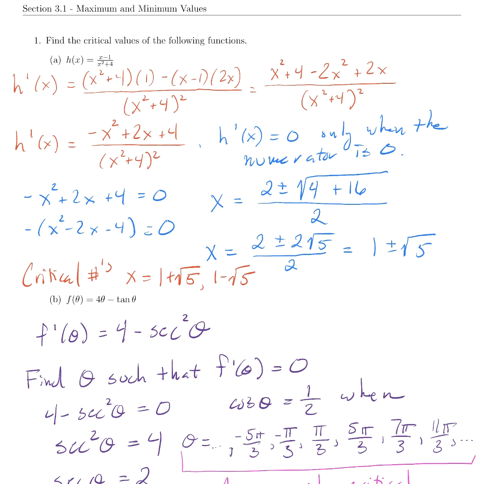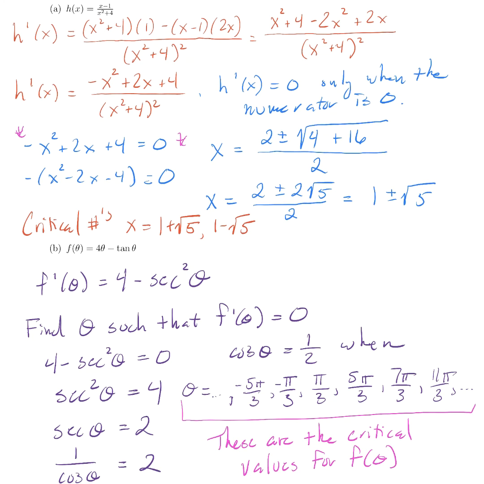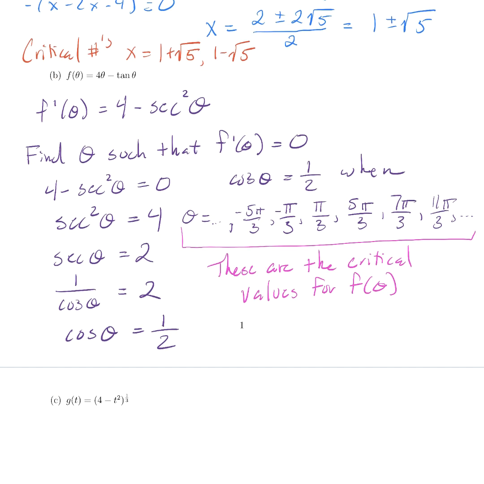So we have to solve this here to find our critical values. We can factor out a negative. That's the opposite of x squared minus 2x minus 4, which unfortunately is not factorable. So we have to rely on the quadratic equation over here on the right. We get 1 plus or minus the square root of 5. And then we have two critical numbers, x being 1 plus the square root of 5 and 1 minus the square root of 5. Okay, the second function is f of theta is 4 theta minus tangent theta.